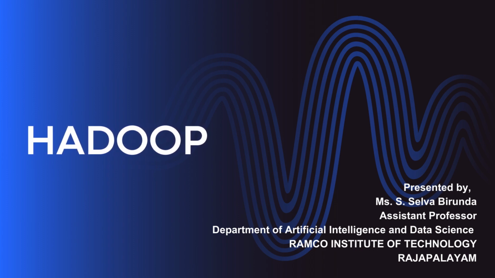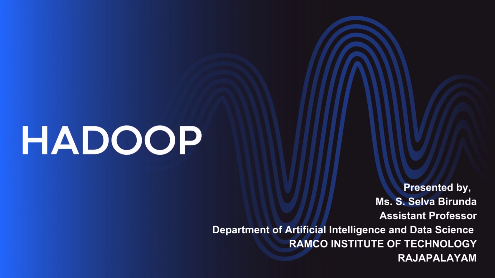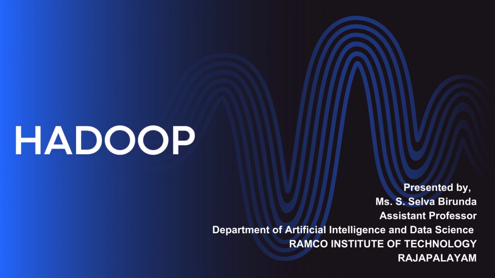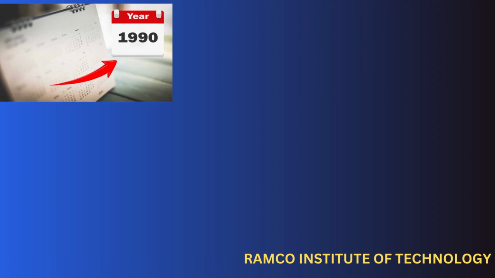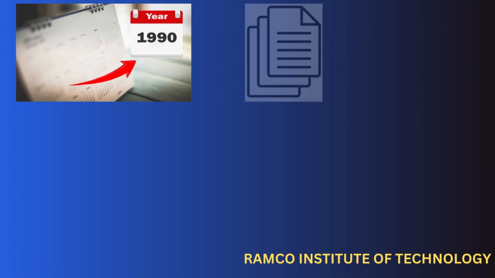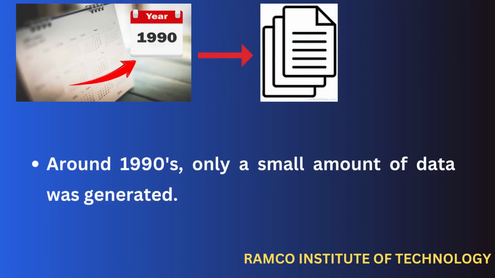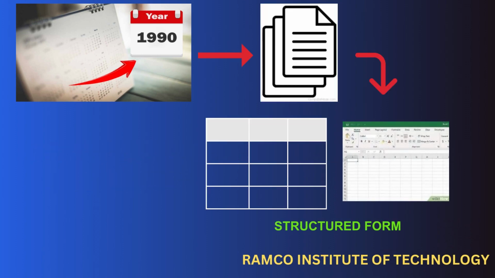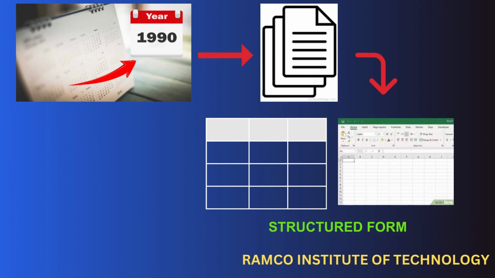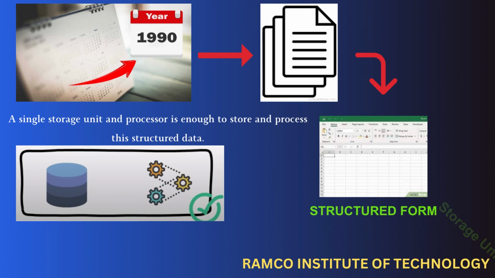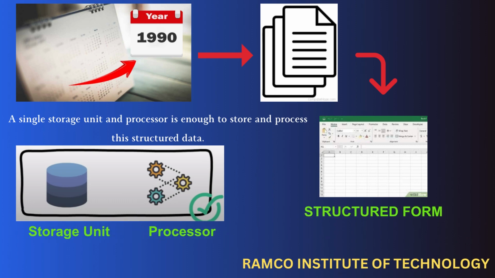Today we are going to see about some of the basic concepts of Hadoop. So before getting to know what is Hadoop, let us rewind to the days before the world turns digital, that is around 1990s. At that time, only a small amount of data was generated, and almost all the data was in the form of rows and columns, that is in the structured format. So storing or processing this type of data was not much trouble because a single storage unit and a processor is enough to do this job.